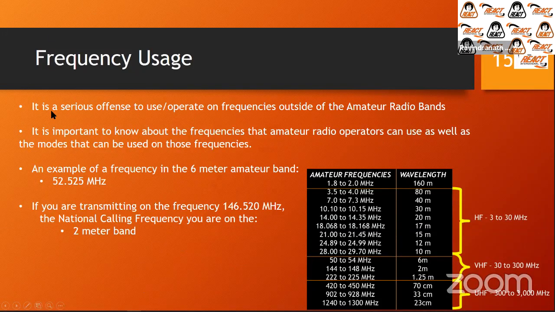All right. Note, it is a serious offense to use or operate on frequencies outside of the amateur radio band. Yes, you will become, or you are, a licensed amateur radio operator, but you are not to use frequencies, especially transmit on frequencies, outside of the amateur radio band. It's a serious offense. Enough said. It is important to know about the frequencies that amateur radio operators can use, as well as the modes that can be used on those frequencies. So you need to know what frequencies you could use and what modes, right? And you get that from your frequency allocation, from your license, as well as the band plan.